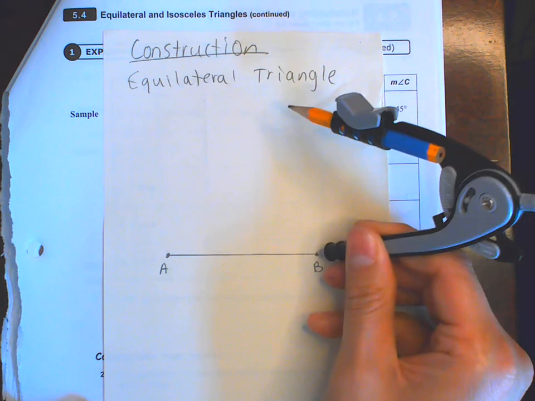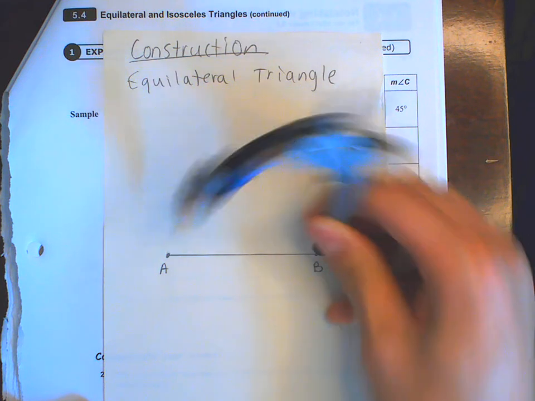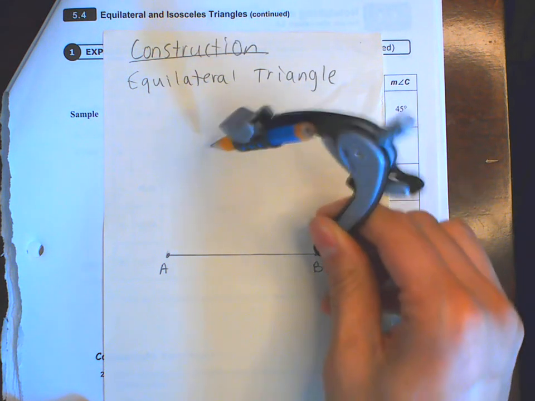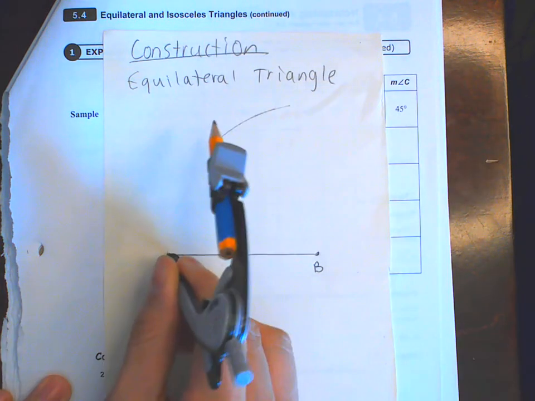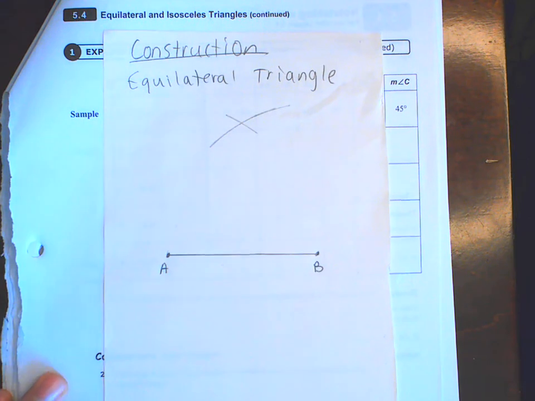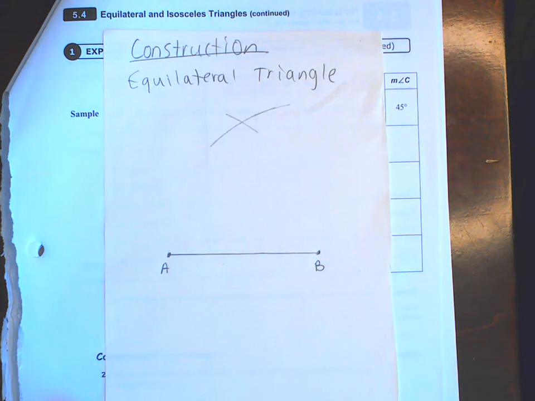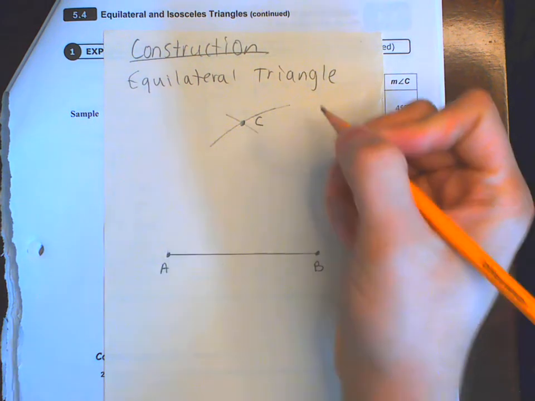So look, here it is again. You measure it from A to B, or B to A, doesn't matter. Create an arc from B, create an arc from A. Don't do it too big. All you need is just the intersection. And this point of intersection is going to be C.